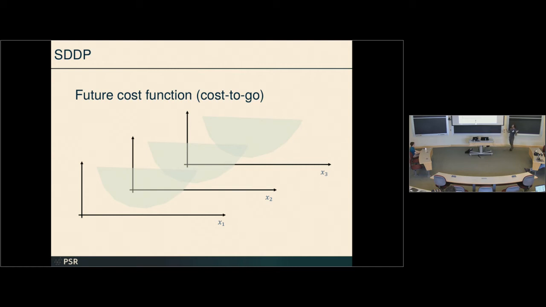So how does the algorithm work? First, you sample some scenarios, and then you move in time, getting states that are represented on this line. This line here is the cost of your function. So you propagate your states in a forward iteration, and then you go to a backward iteration. When you get a cut, you keep creating cuts to approximate your function. So you propagate your cuts.